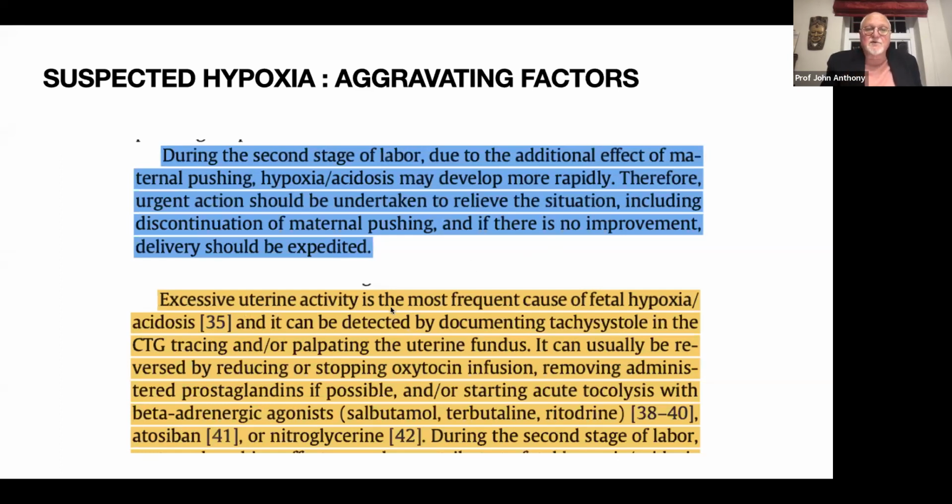Also, FIGO: excessive uterine activity is the most frequent cause of fetal hypoxia and acidosis. It can be detected using the CTG, looking for tachysystole, or by palpation. It can be reversed by reducing or stopping oxytocin, removing administered prostaglandins if possible, and/or starting acute tocolysis with either salbutamol, terbutaline, ritodrine, atosiban, or nitroglycerine.